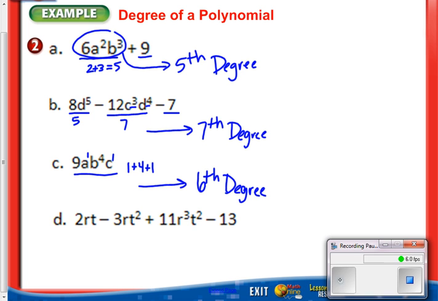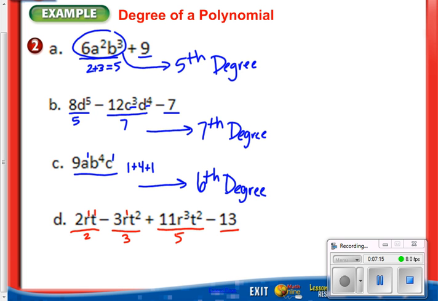As we check it out here, 2rt really has an exponent of 1, so this is really a 2nd degree. We look here, r has an exponent of 1, this would be a degree of 3. Check out the next term, we have r cubed t squared, this would have an exponent of 5, and 13 would be a constant. So this polynomial here in D is named by the highest degree. In this case, it would be a 5th degree.